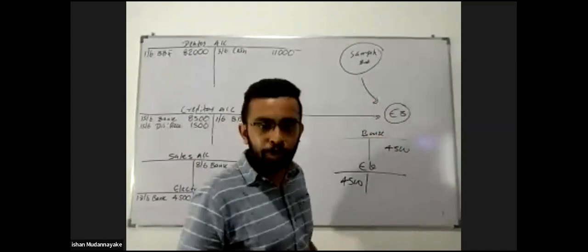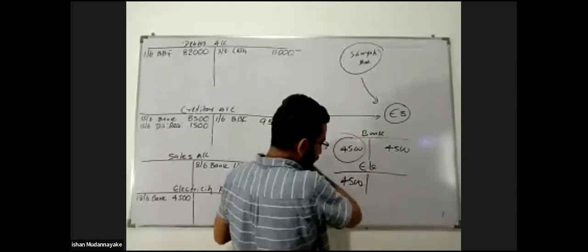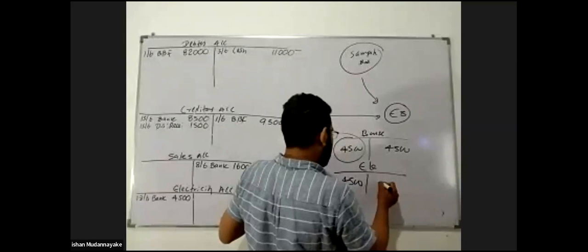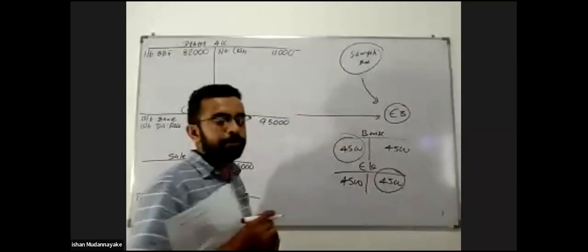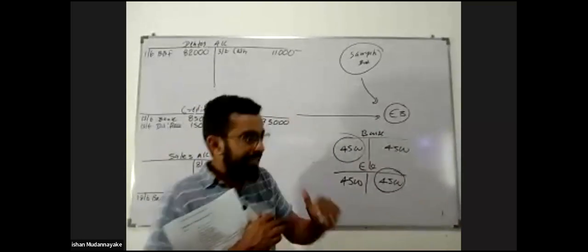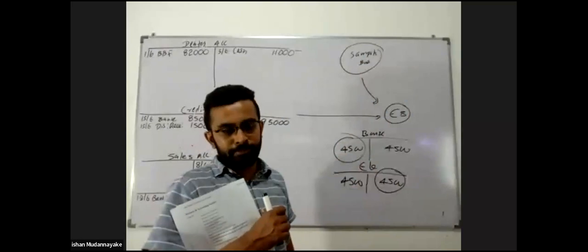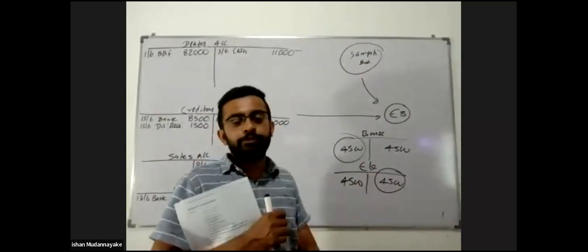How to reverse? Bank account debit 4,500, electricity account credit 4,500. That is the reversal entry: bank account debit and then electricity account credit 4,500. Right. Now we will record the returning of the check.